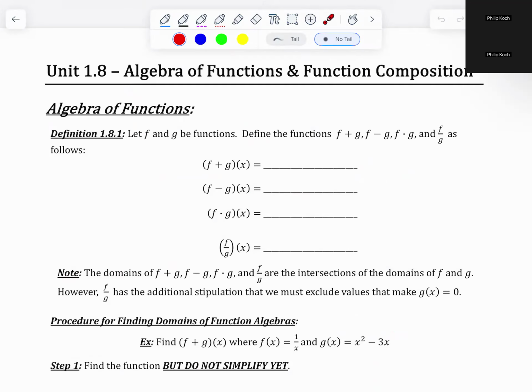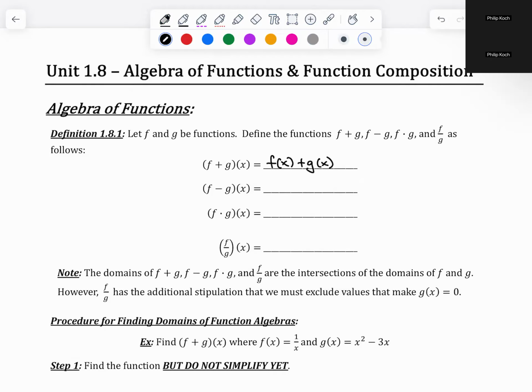If f and g are functions, we can define new operations, f plus g, f minus g, f times g, and f divided by g, which are the sum, difference, product, and quotient functions. So the good news about this, it looks intimidating at first, but it is exactly what you think it would be. F plus g of x is defined as f of x plus g of x.